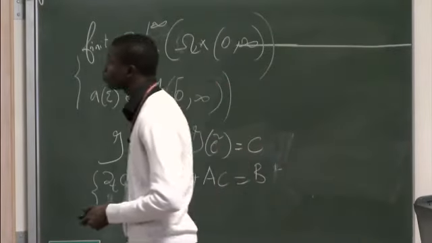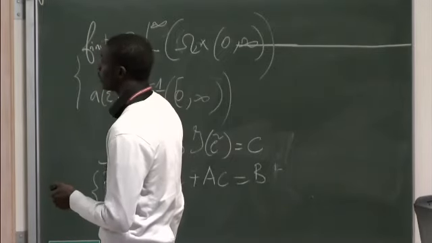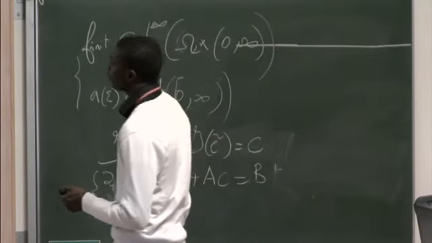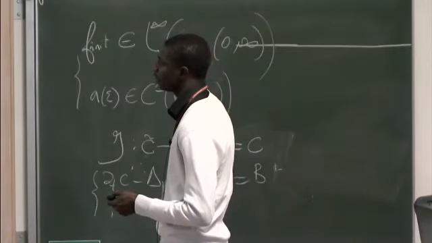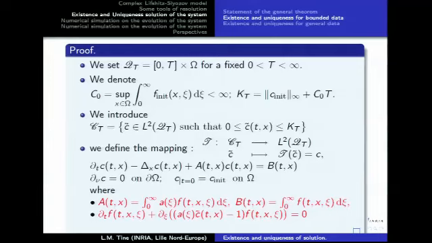Okay, for that we set this space (0,T) times Omega for fixed T. We denote C naught and capital K_T as follows. We introduce this space C_T and we define our mapping in this space, with C satisfying our diffusion equation, where A(t,x) is defined as follows and B is defined as follows, and the function f satisfies the advection equation, this following advection one with tilde c.